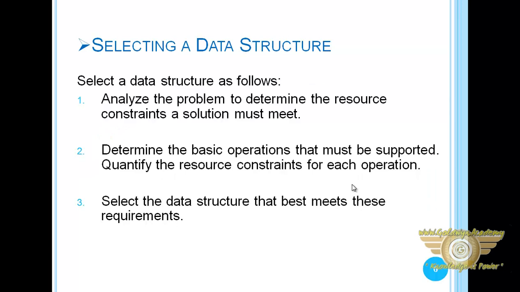Now let us see how to select a data structure. For selecting a data structure, the following are the steps. Number 1. Analyze the problem to determine the resource constraints a solution must meet. Number 2. Determine the basic operations that must be supported. Quantify the resource constraints for each operation. Number 3. Select the data structure that best meets these requirements.